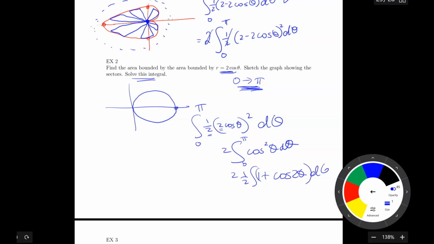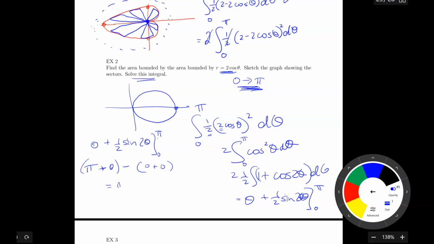All right, so these 2's cancel, so I can take the antiderivative, so I get theta plus 1/2 sine of 2 theta between 0 and pi. Let me bring it up here. So I have theta plus 1/2 sine of 2 theta between 0 and pi. Plug in pi, that gives me pi plus a 0, right? And then subtract off plugging in 0, so I just get pi.